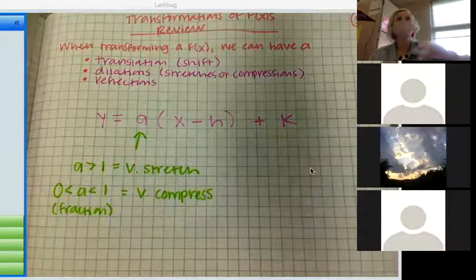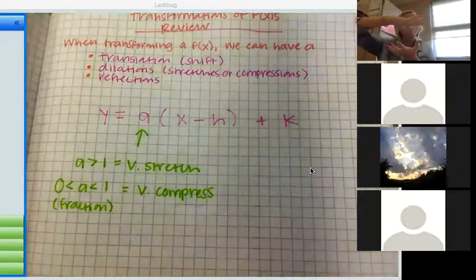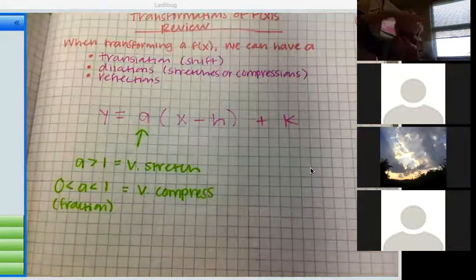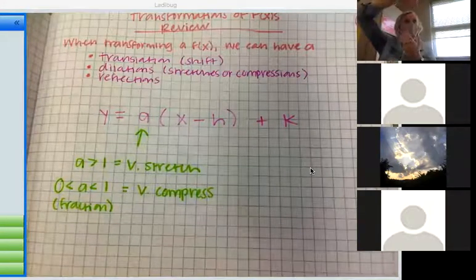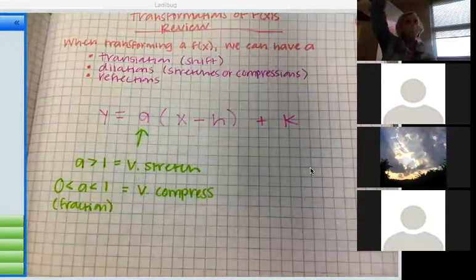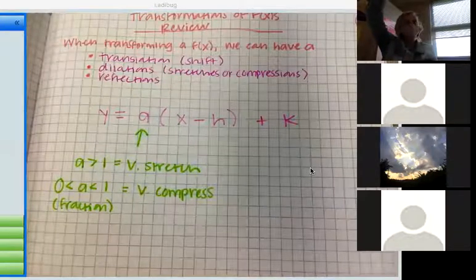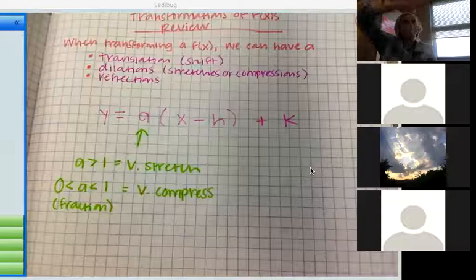Everybody's with me? So when we press a graph down, we are making it smaller. When we stretch a graph, look at my hands. When I press it, I'm making it shorter. When I stretch it, I'm making it taller. Does that make sense?